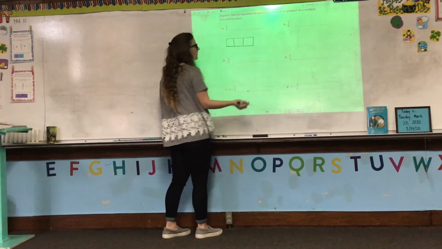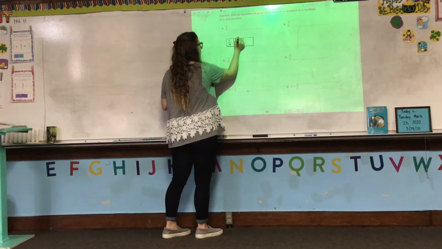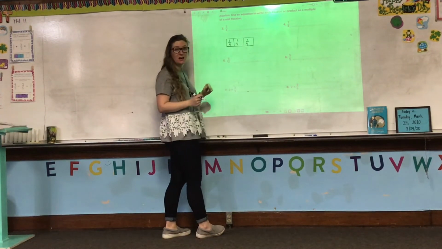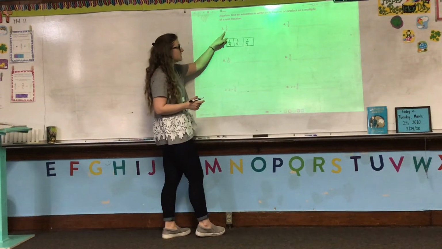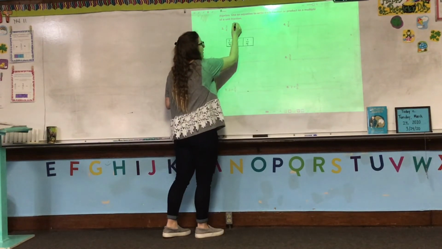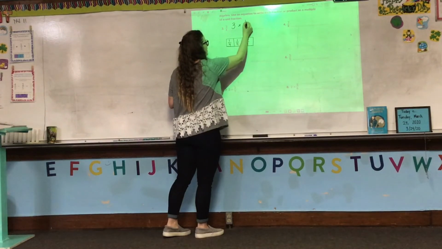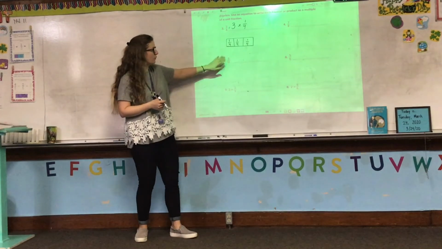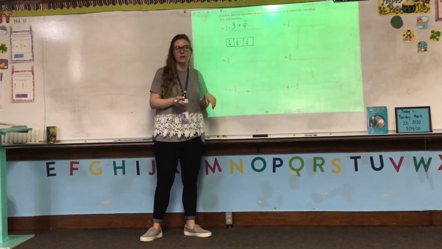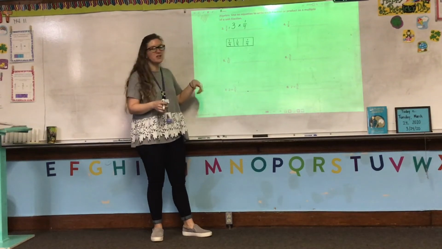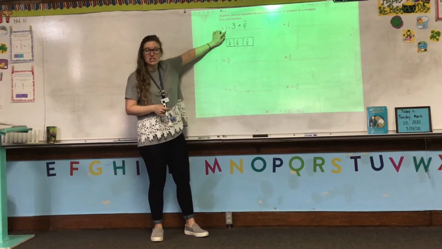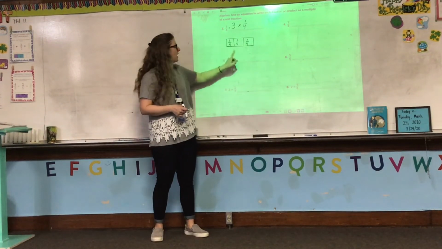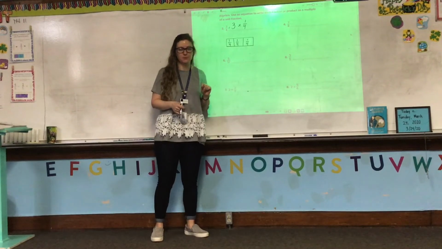1, 2, 3. We have 1/4, 1/4, 1/4, and we have 1, 2, 3 1/4 tiles. So that means we repeat 1/4 3 times to get 3/4. All you do when you are trying to figure out the equation for the multiple of the unit fraction is model the fraction, count how many tiles you used, multiply your unit fraction by the number of tiles you used.